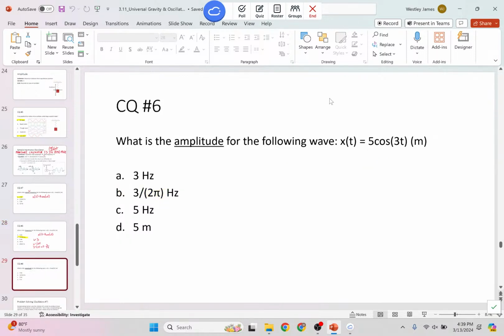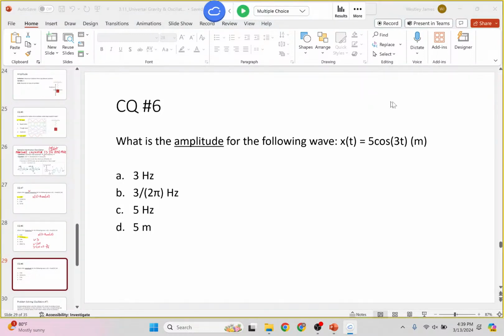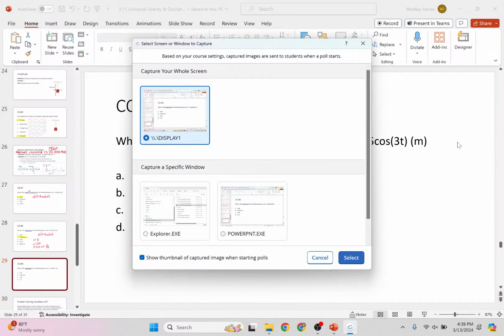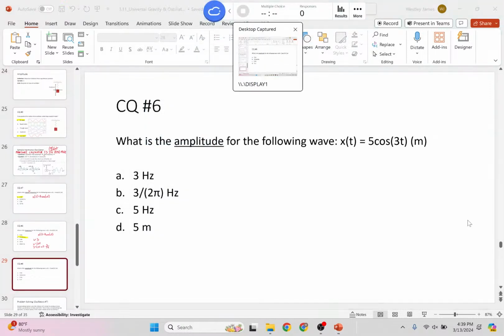Okay, this should be easy. This is the last one. We didn't have time for it, but it's the easiest one. What is the amplitude of the following function? Is it 3 hertz? 3 over 2 pi hertz? 5 hertz or 5 meters?